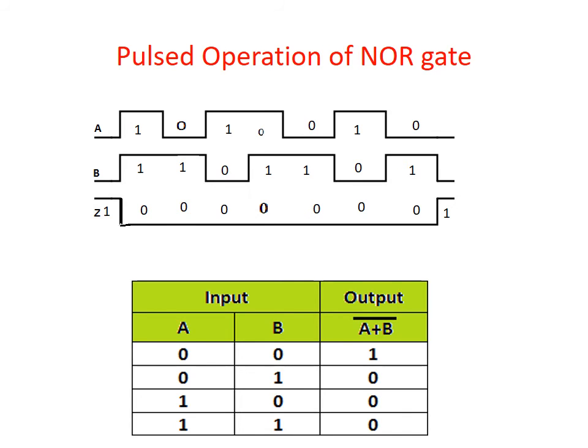If A is 0, B is 1, the output will be 0. Here if A is 1, B is 0, output will be 0. And if A is 0, B is 1, output will be 0. A is 1, B is 0, output will be 0. These are the conditions as far as the NOR operations are concerned. We are following the truth table of NOR operation.